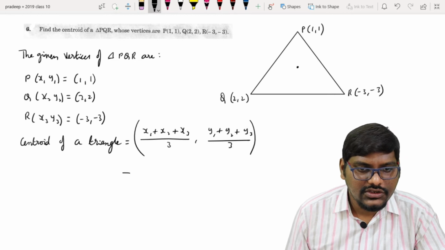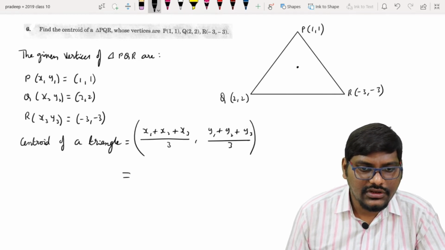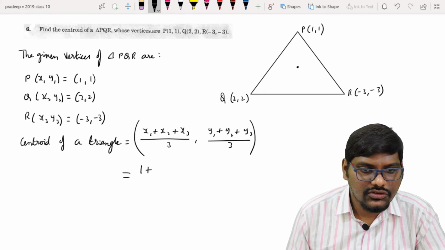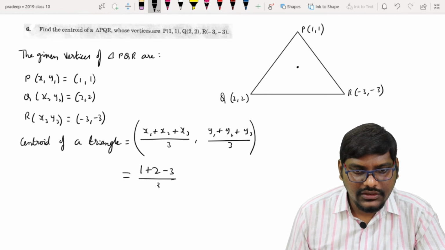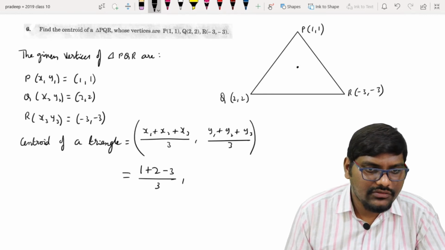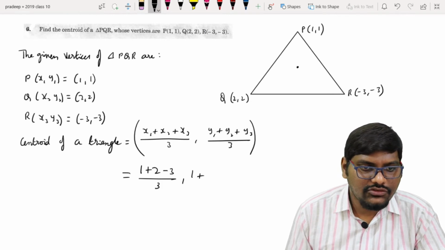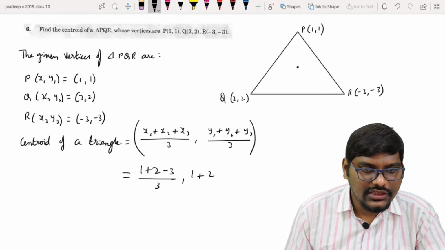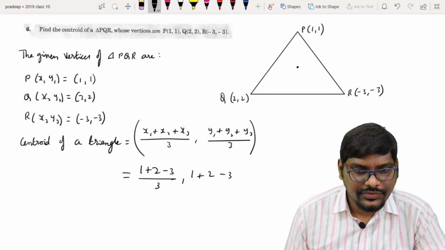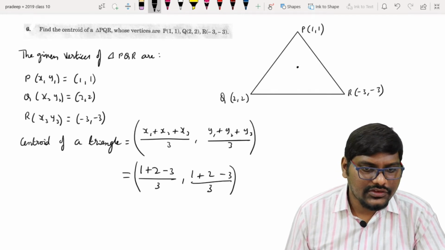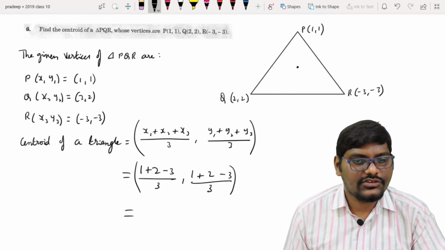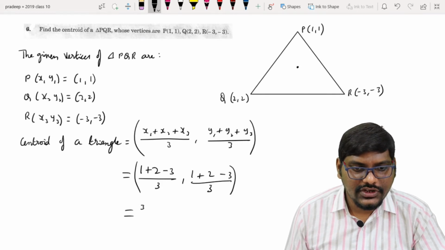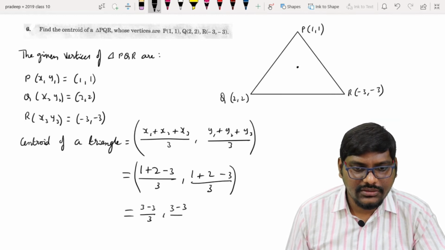So let's substitute here. What is x1? x1 was 1, x2 was 2 and x3 was -3, whole by 3. Again, what is y1? y1 is again 1, y2 is 2 and y3 is -3. Here I have taken -3 directly, where plus into minus is minus. So 1 plus 2 is 3, 3 minus 3 by 3, and here 1 plus 2 is 3, so 3 minus 3 by 3.